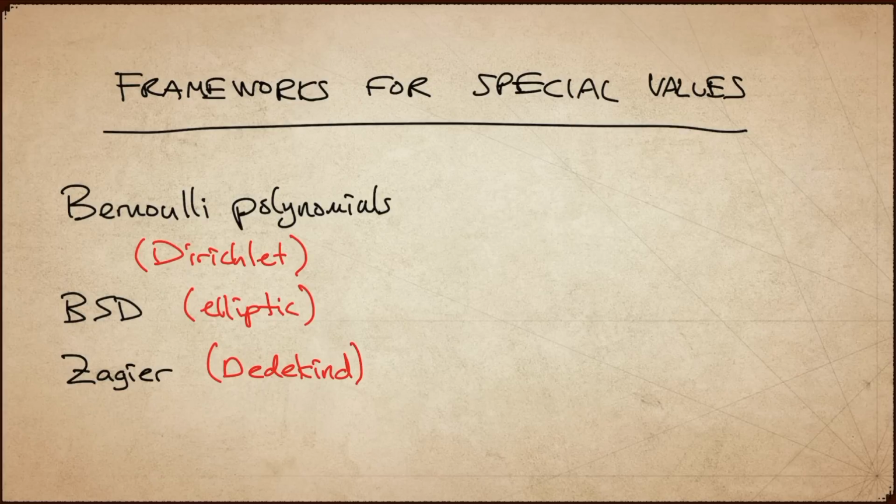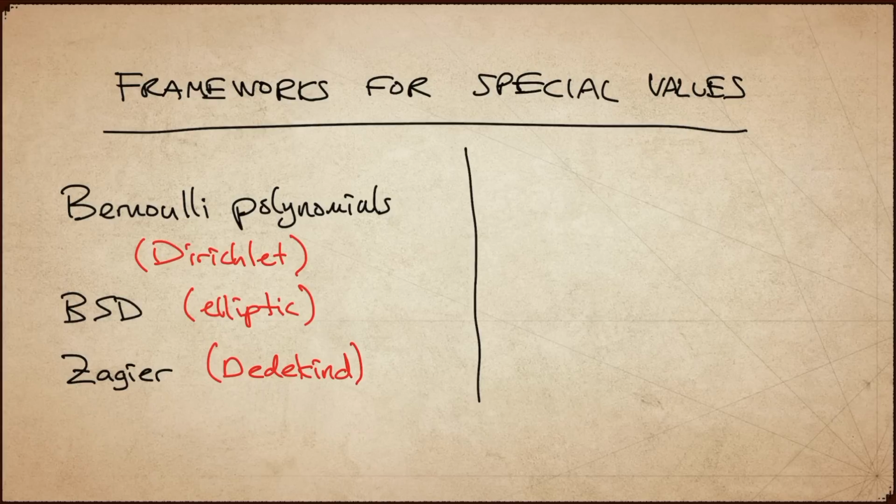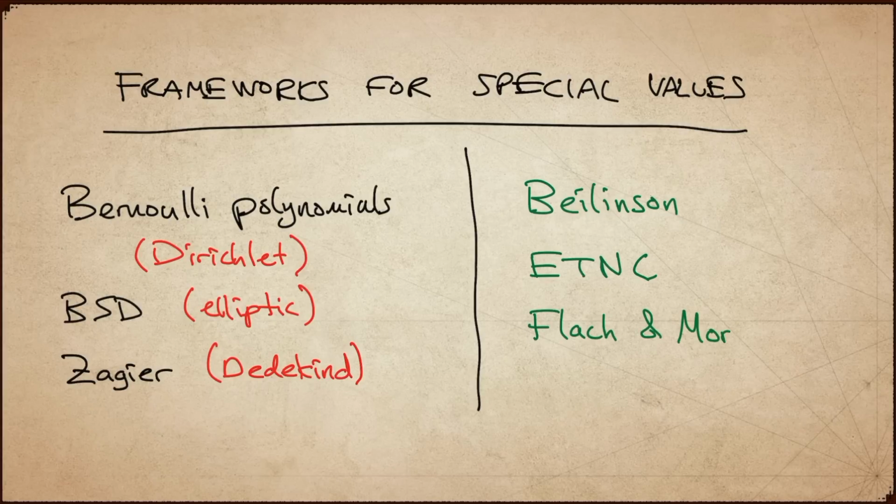Then there are various formulations of frameworks that sort of cover all L functions, or at least some very general class. I want to highlight the Beilinson conjectures, the ETNC or equivariant Tamagawa number conjecture, and also a more recent framework proposed by Flach and Morin.